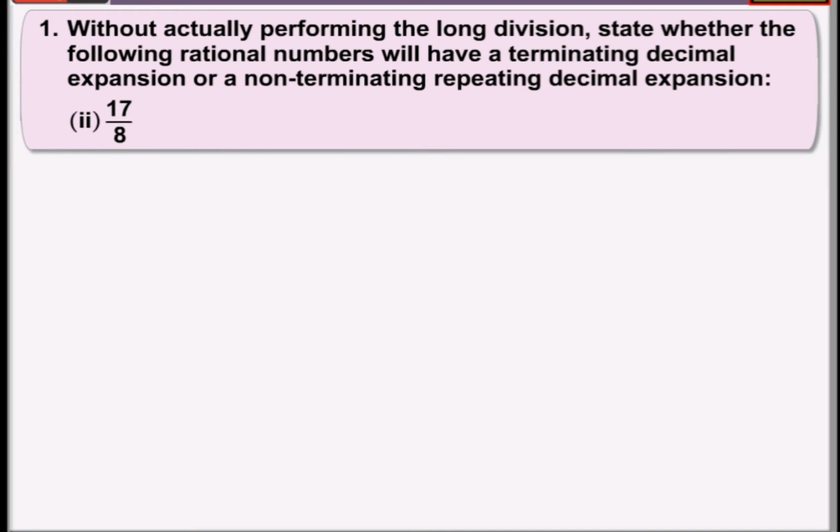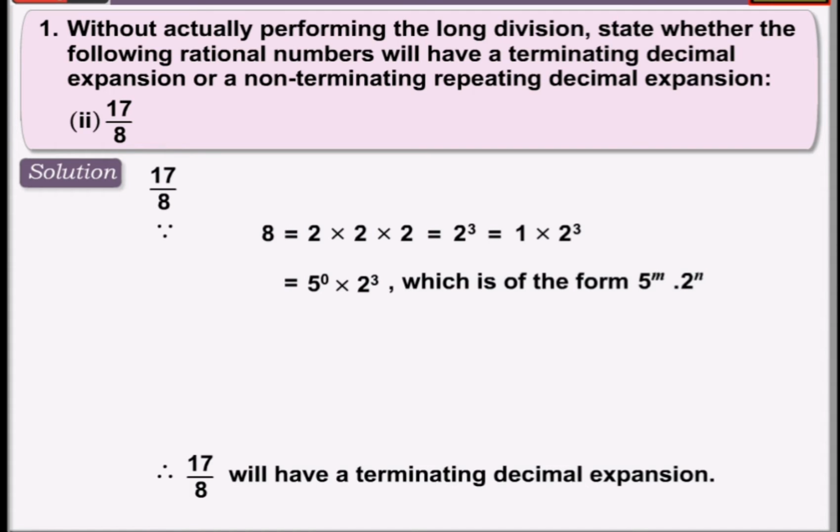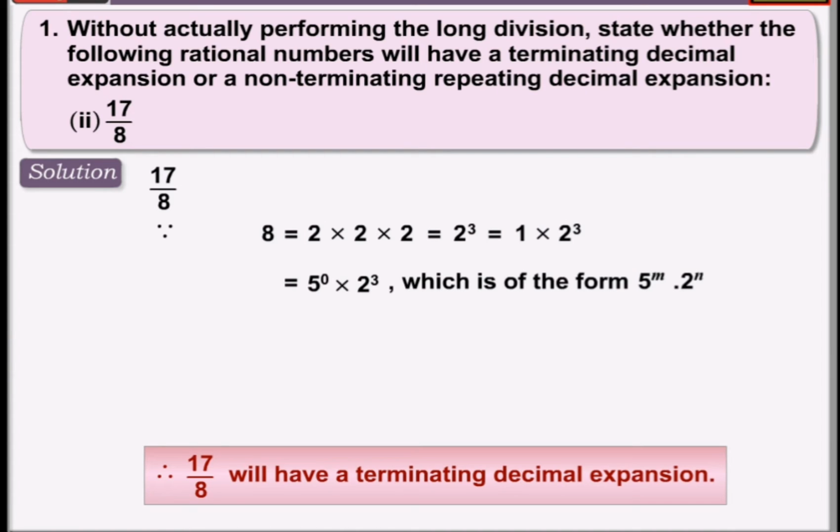Number 2. 17 upon 8. Solution. Now here we have 17 upon 8. Since 8 is equal to 2 into 2 into 2, that is 2 cube, which is equal to 1 into 2 cube, so it is 5 raised to power 0 into 2 cube, which is of the form 5 raised to power m into 2 raised to power n. Therefore, 17 upon 8 will have terminating decimal expansion.